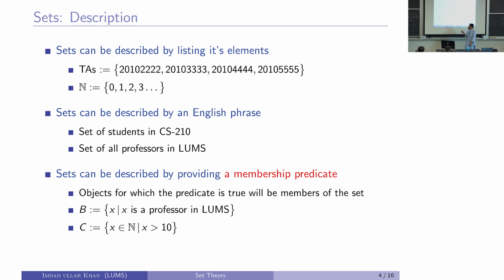What is this? C. X is a natural number such that X is bigger than 10. Can you give me some elements of C? 10, 11, 12, 13, 14, right? Not 10. How about 14.3?